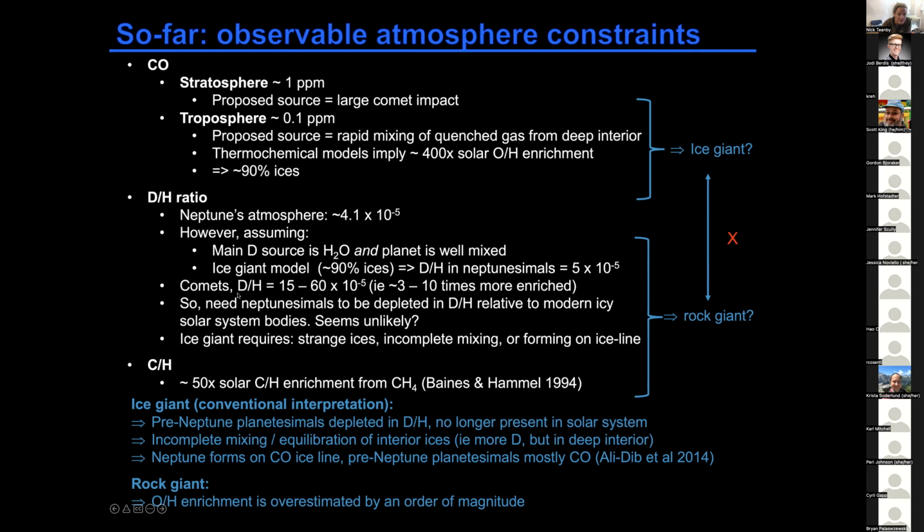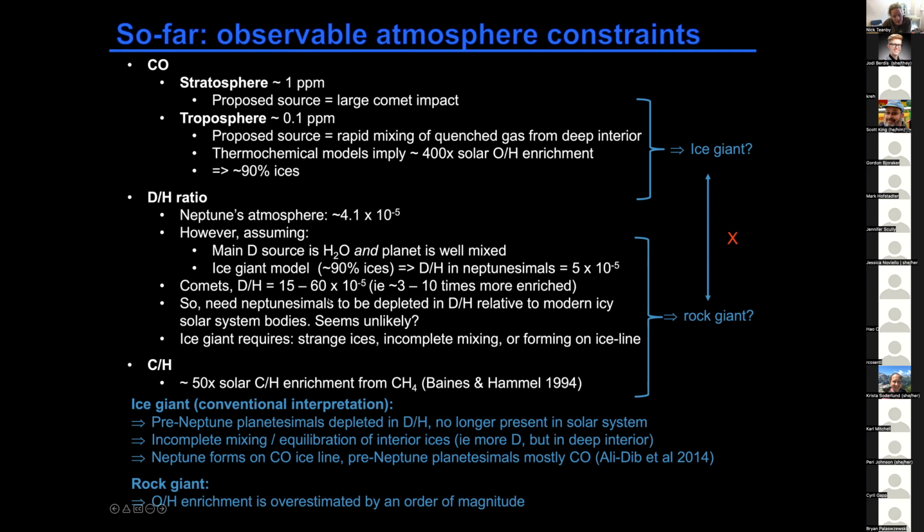But if we look at the D to H and the C to H, well, the D to H, if we mix in this ratio here, 4 times 10 to the minus 5, and we're supplying that D with ices in the form of planetesimals, and if those ices are comet-like or like anything that exists in the solar system today, we can't really include that much ice if we're mixing it, otherwise Neptune will become too D rich.